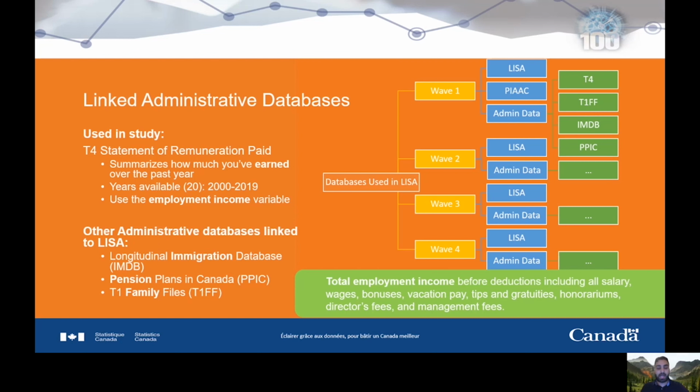The other 3 admin databases linked to LISA include topics such as immigration, pension, and income estimates for the individuals and families. You can see them over here. On the right-hand side, you can see a hierarchical graph, and that shows the databases used in LISA. So in wave 1, the overall LISA survey was combined with the LISA data, the PIAAC data, and the 4 administrative databases. For each subsequent wave, there's LISA data along with the corresponding admin data. To note, the admin data is every year, while LISA data is every 2 years.